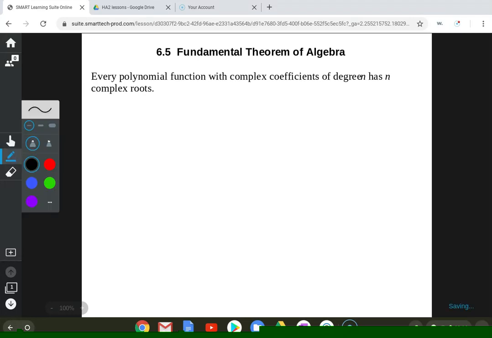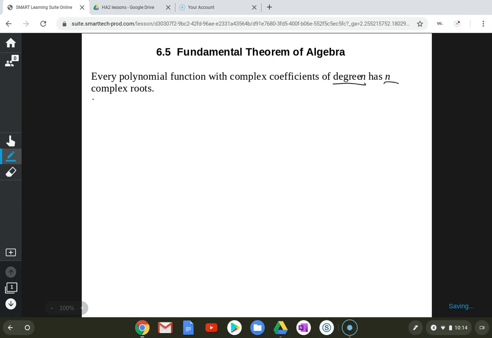So what does that really mean? It means that the number of roots has to match the degree. So if you have a fifth degree polynomial, there need to be 5 complex roots. This does include repeated roots. So if you have a root like (x - 2) squared, that counts as 2 roots. Even though it's one number, it still counts as 2 roots. So the number of roots needs to match the degree.